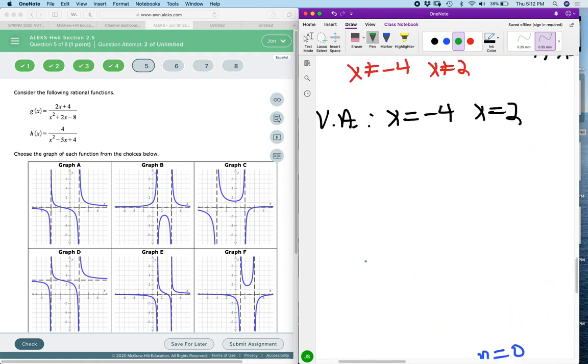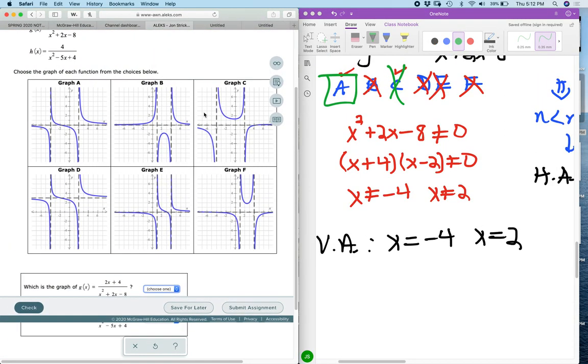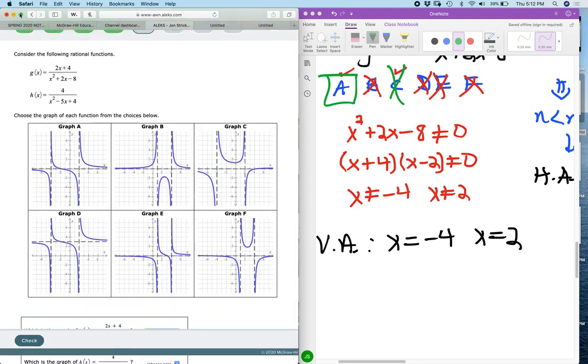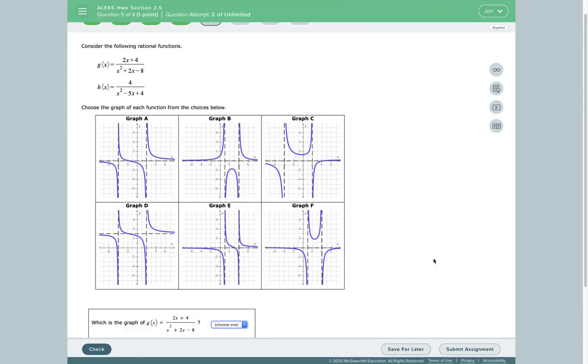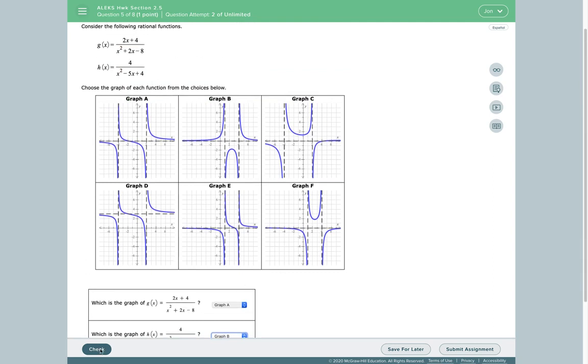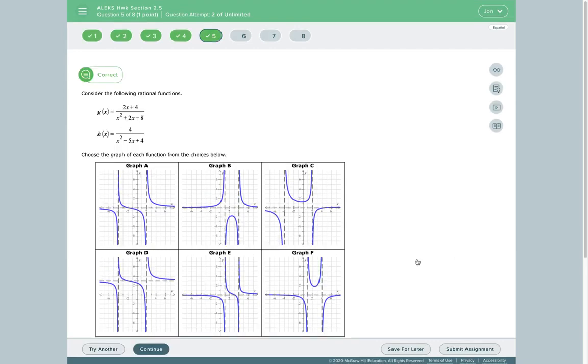So for the first function, G, the choice was graph A. And for the second function, the choice was graph B. And checking the results here, the result is correct.